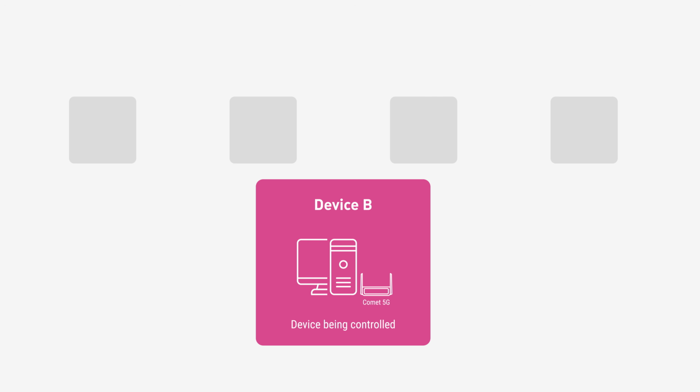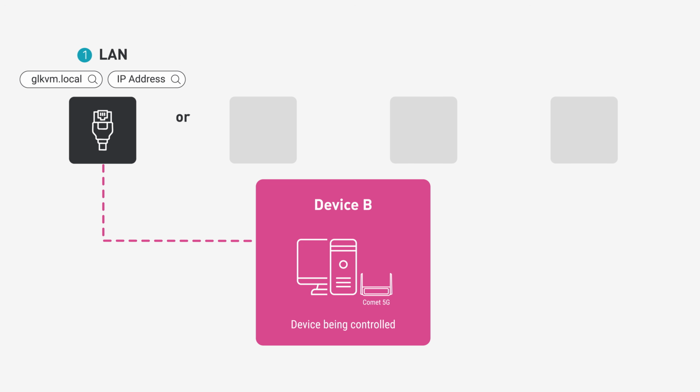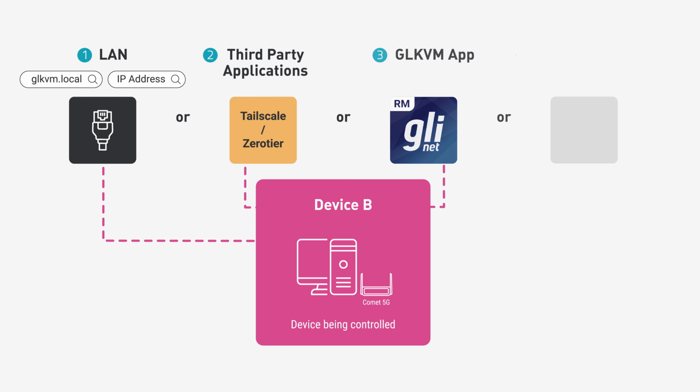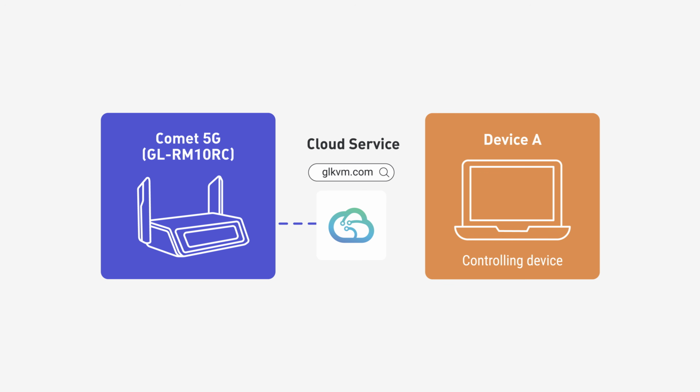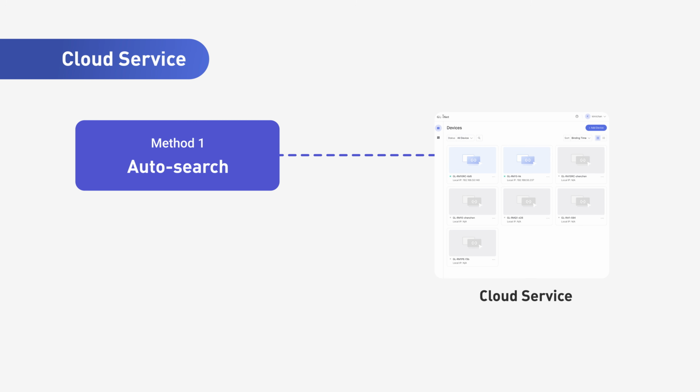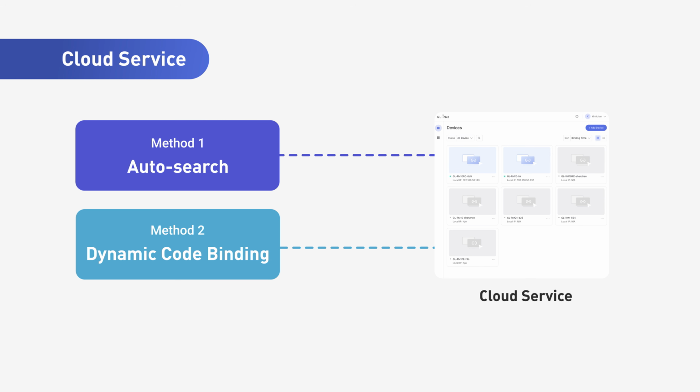There are many ways to gain access to your device. This includes local access via GL-KVM.local or IP address, third-party applications like Tailscale or ZeroTier, GL-KVM app, or cloud service at GL-KVM.com. Using the cloud service is the most convenient way to control your device A. Here are two ways to bind your KVM to the cloud: auto search or dynamic code binding.